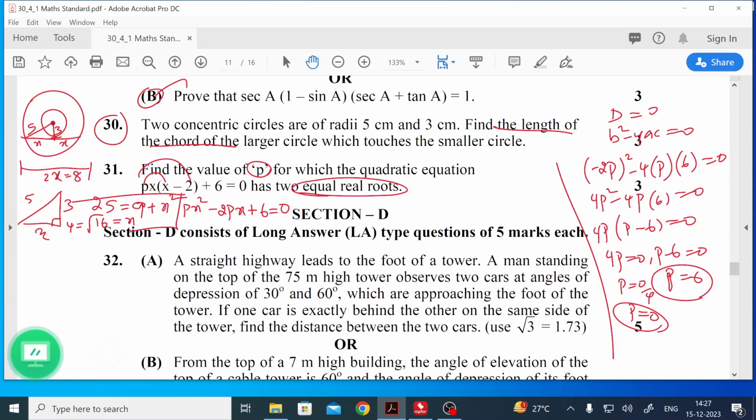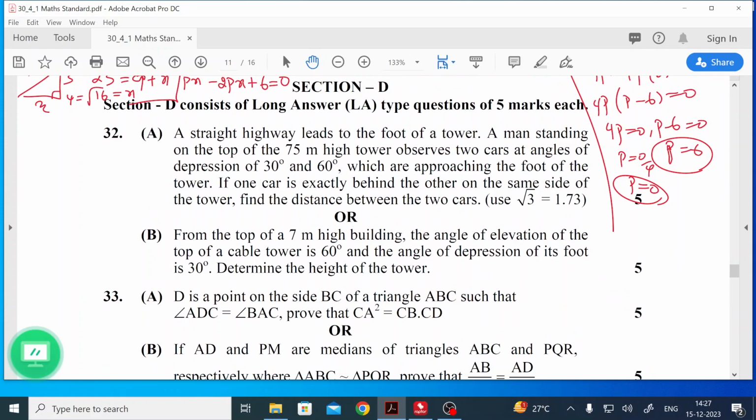Next we are going to a 5 mark question. A straight highway leads to the foot of a tower. A man standing at the top of that 70 meter high tower observes two cars at angles of depression 30 degrees and 60 degrees. One car approaches exactly behind the other. I think the model is there in the book back.